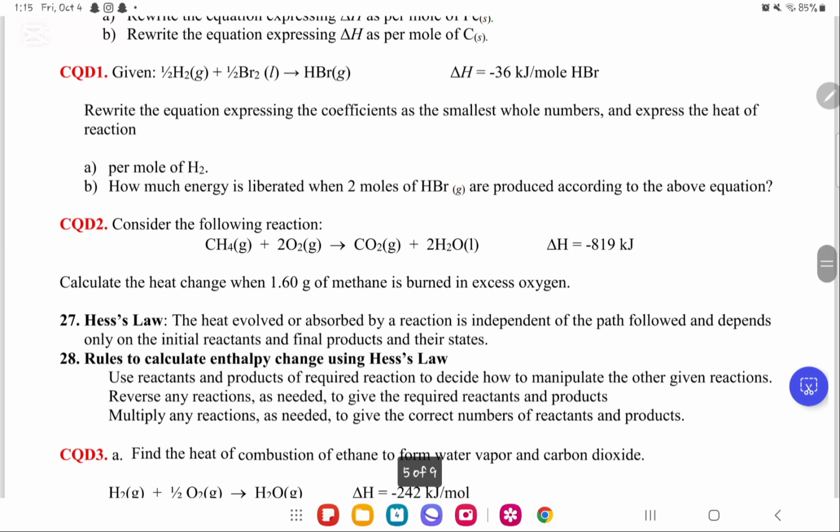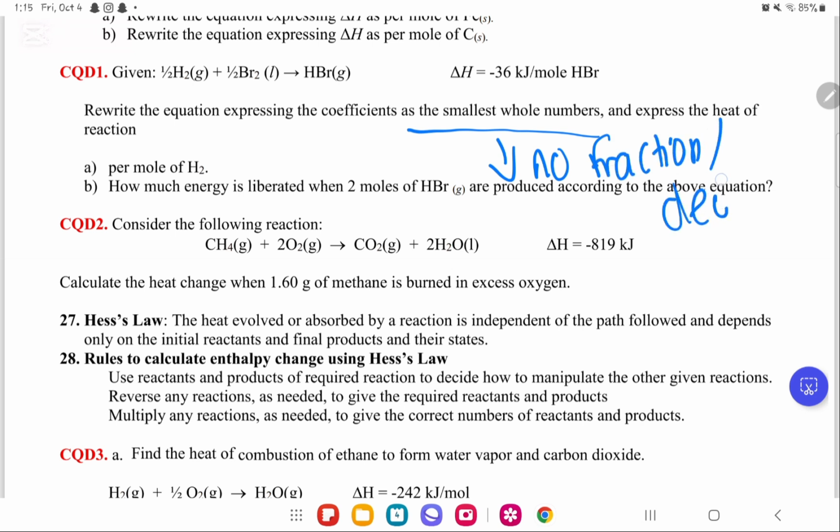Now, CQD number 1. They're telling us rewrite the equation expressing the coefficients of the smallest whole numbers. What does it mean? Smallest whole numbers means no fractions, no decimals or radicals. Of course, we're not going to see decimals and radicals in chemistry, but just to say what the smallest whole number means. So for now, it means no fractions.